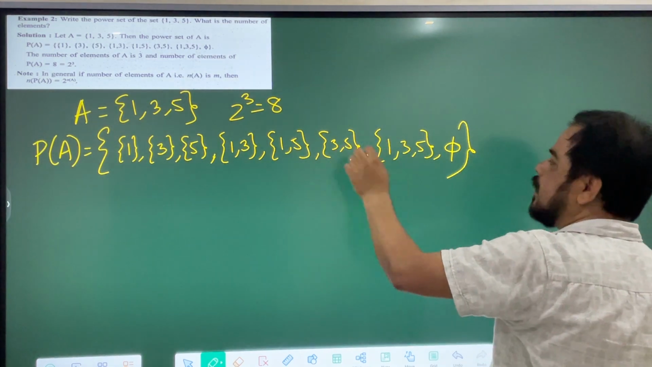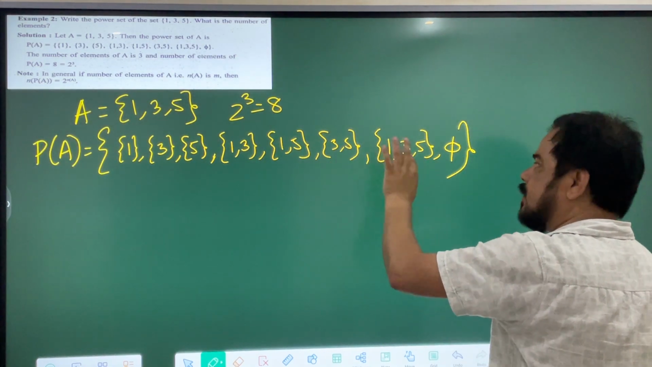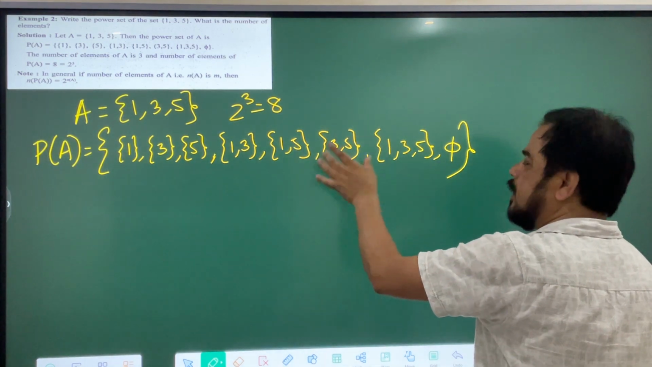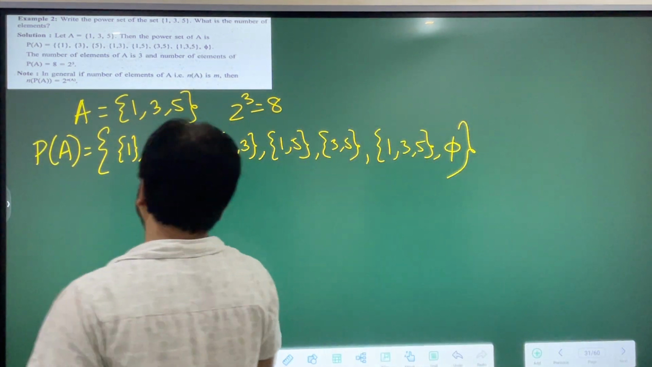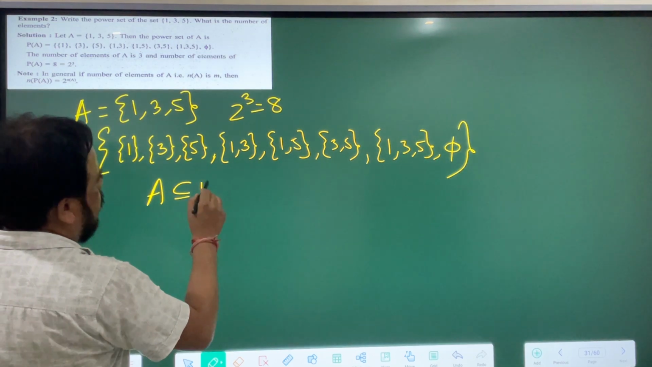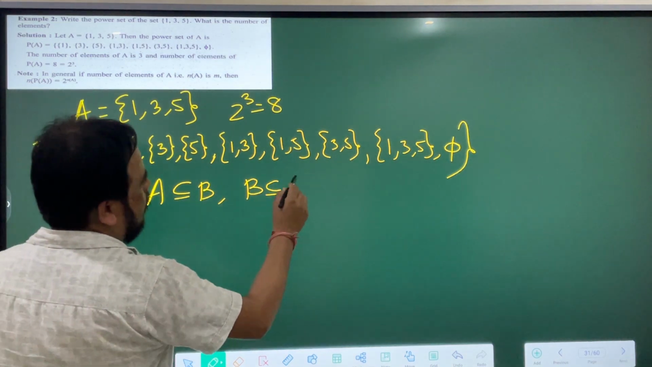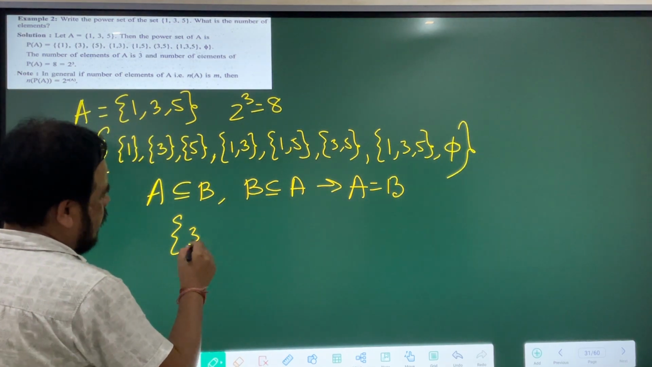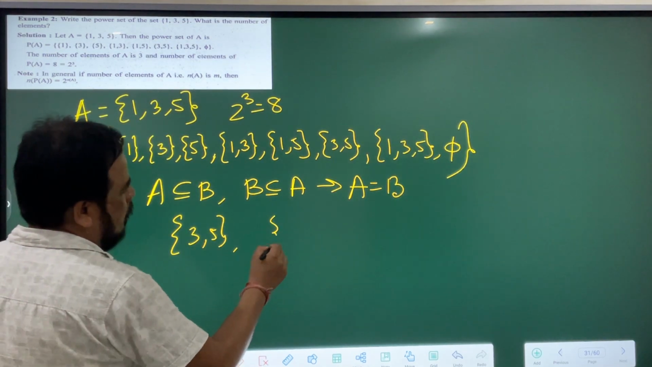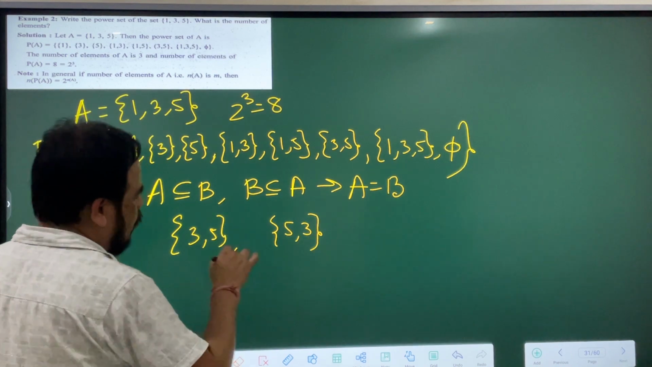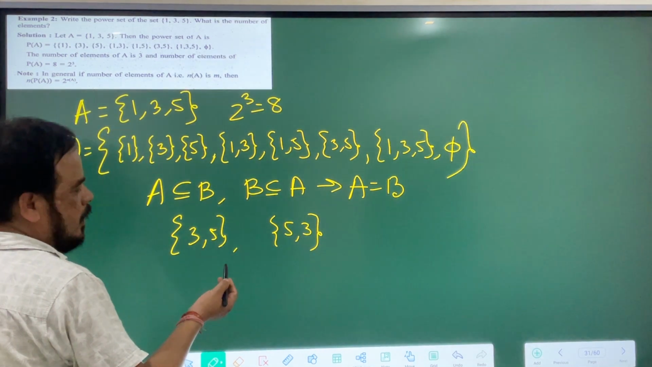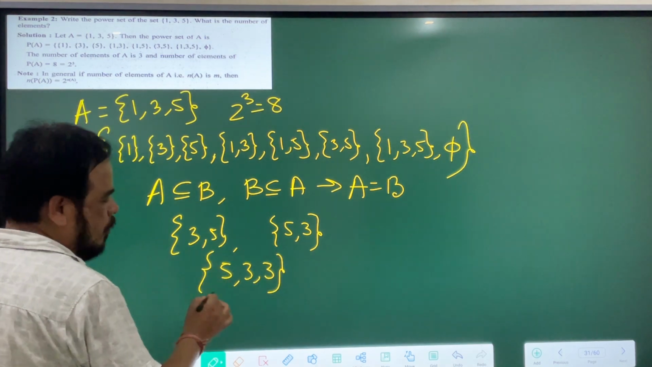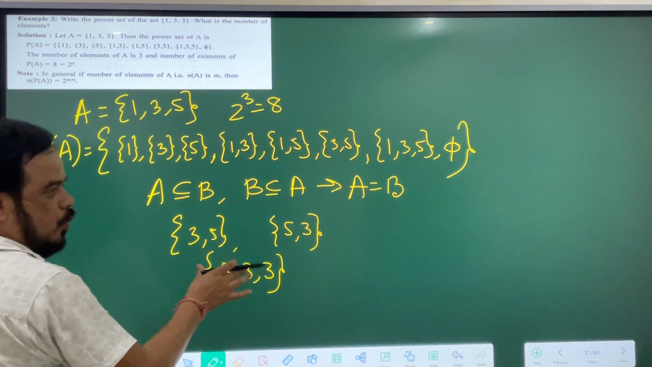But you don't think that you have to write 5, 3, 1 also. It is 1, 3, 5 or 5, 3, 1, same. 3, 5 or 5, 3, same meaning as we have already told. A is subset of B and B is subset of A, then A is equal to B. Even 5, 3, 3 also same, because 3 twice, then we will use 1 only, once.